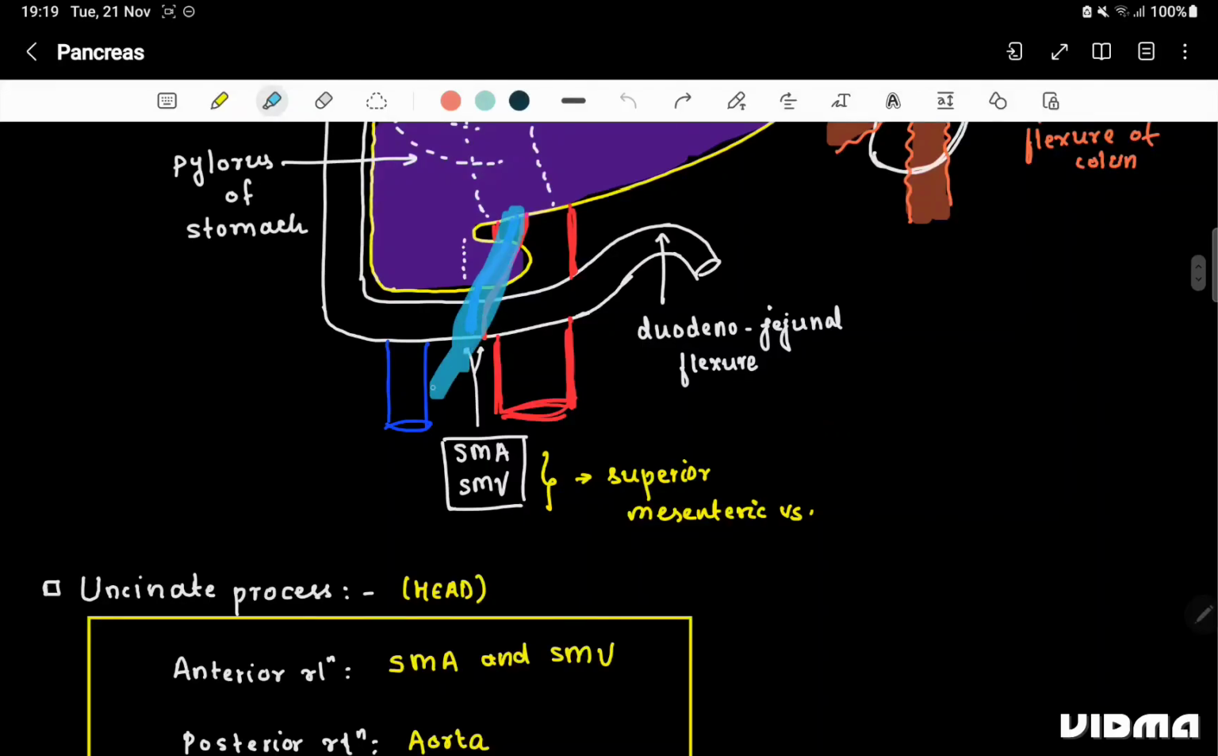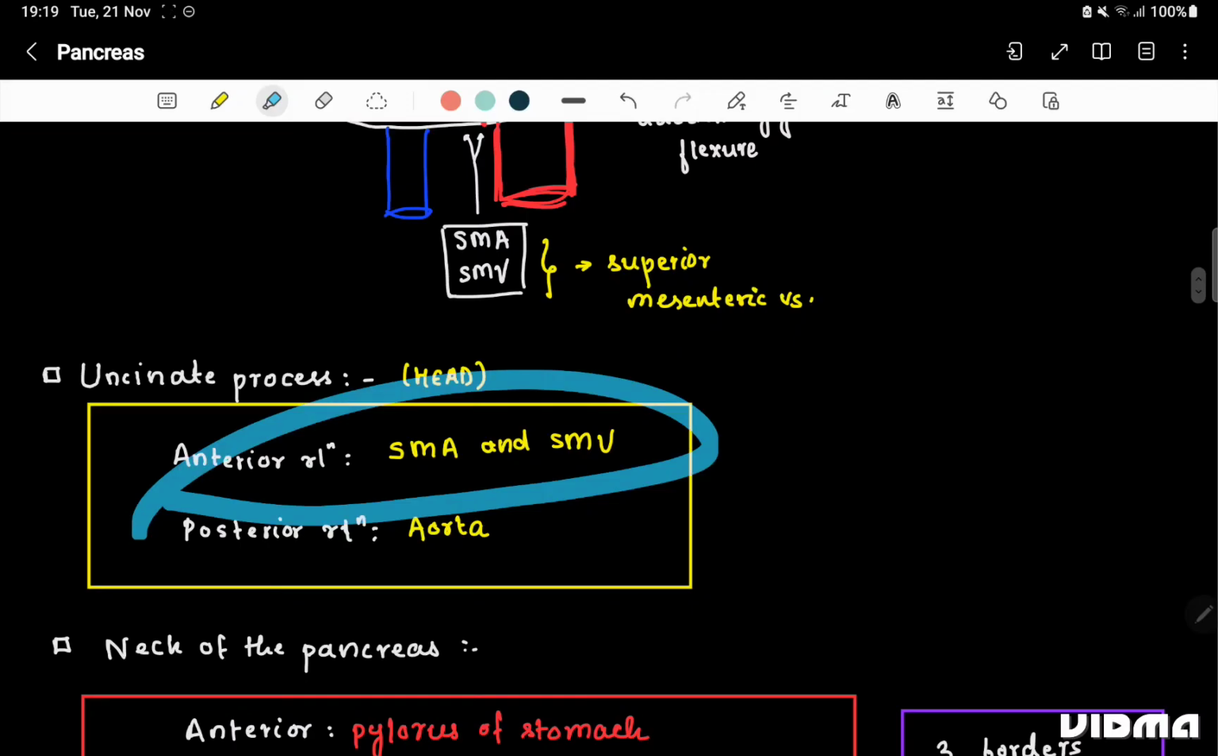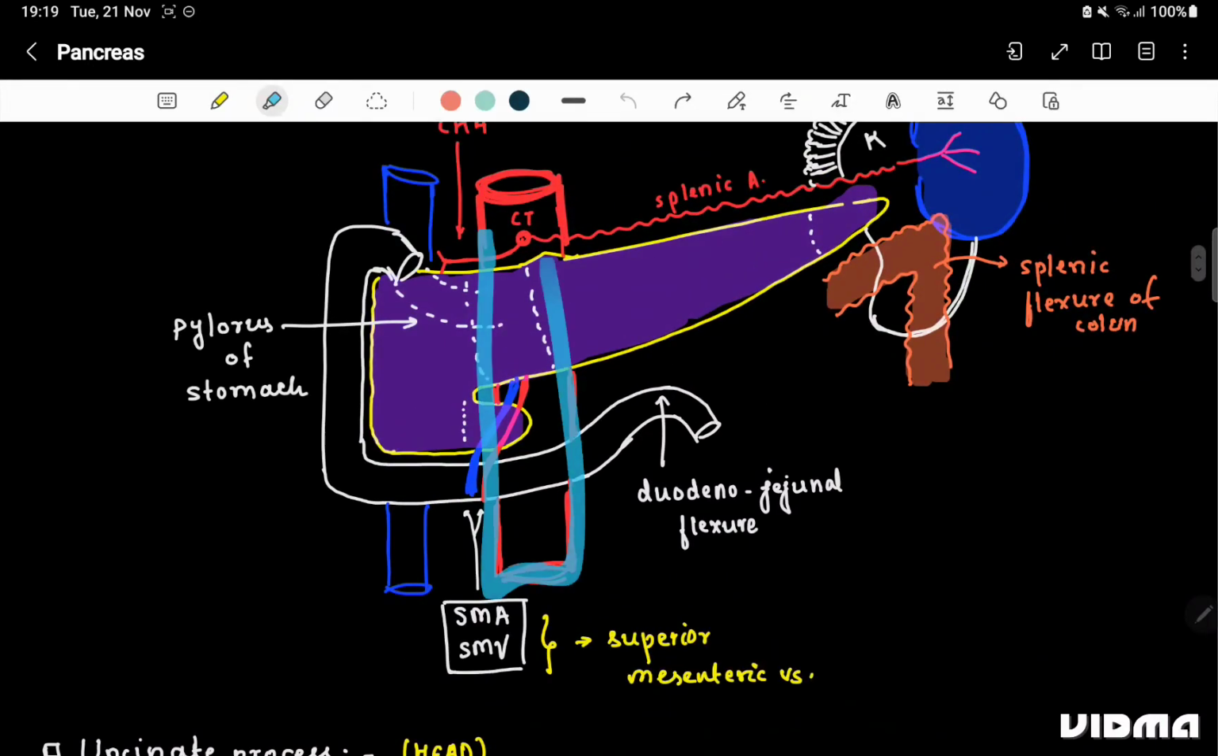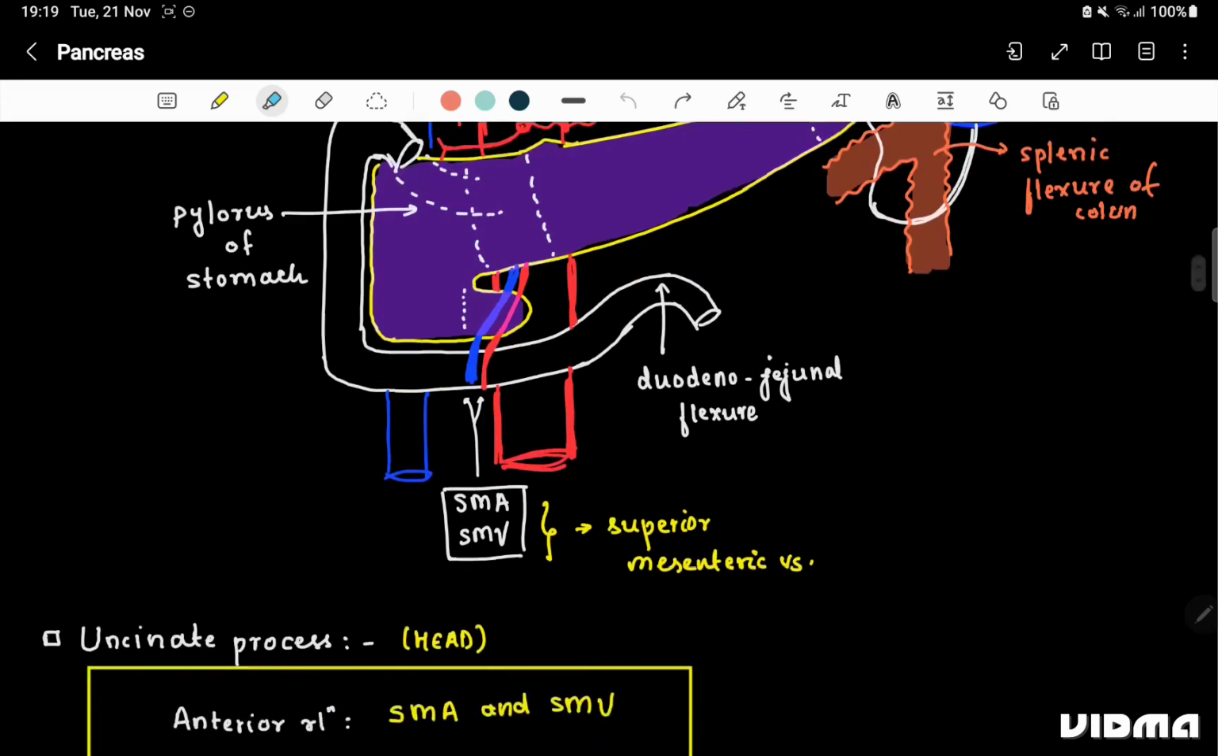This is the anterior relation of the uncinate process: the superior mesenteric artery and superior mesenteric vein. Anterior relation, superior mesenteric artery and vein, and the posterior relation is the aorta. You can see the posterior relation is the aorta. This is the aorta, which is present posteriorly.